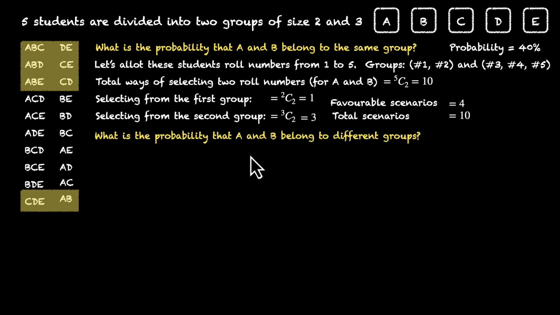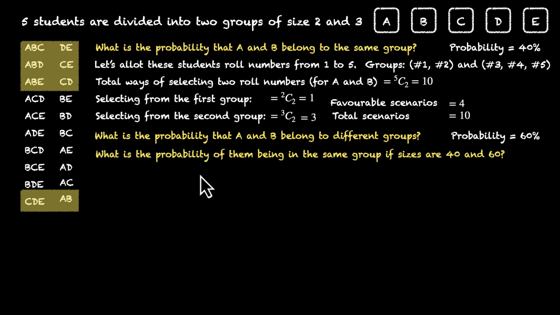So what's the probability of A and B not belonging to the same group? They belong to different groups. Well, that's 100 minus 40, that's going to be 60%. And what if we change the values? Now what if we increase the size of these groups? What is the probability of them being in the same group if the sizes are 40 and 60? Pause the video, try this out.